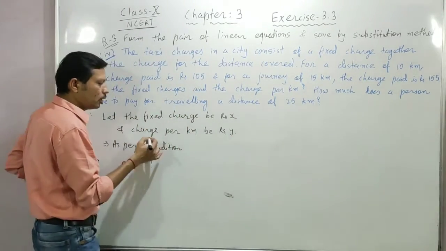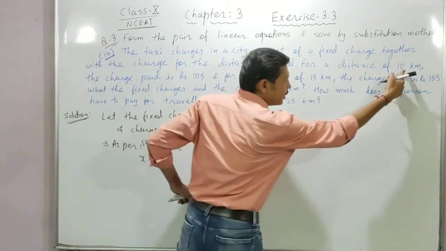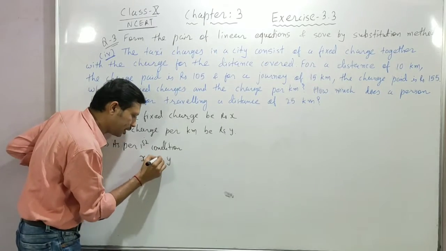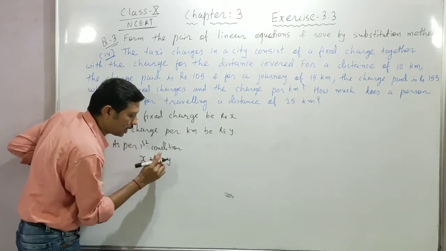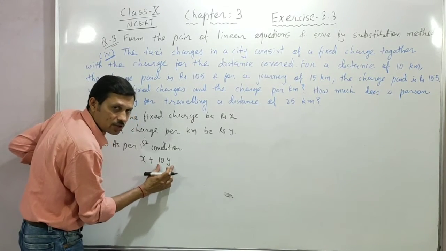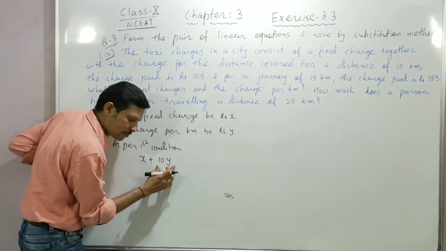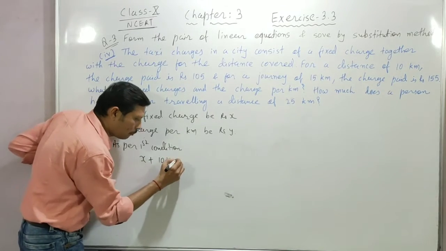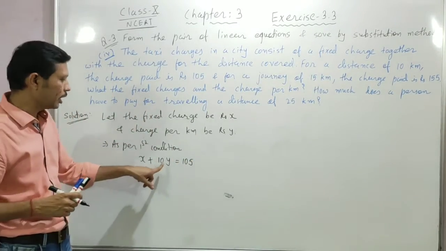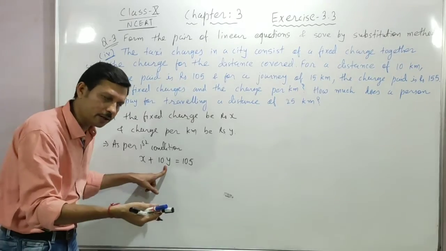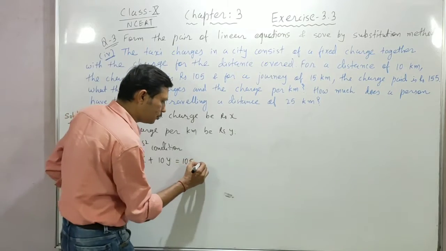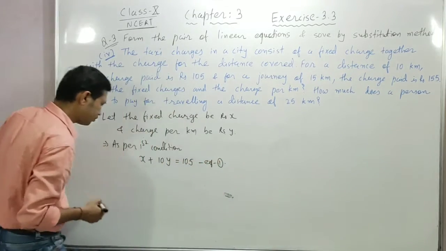Right? So here how many kilometers are there? 10 kilometers. The per kilometer charge is y rupees, and you travel 10 kilometers. So the 10 kilometer charge is 10y rupees, and this one is the fixed charge. Combined, the total bill is 105 rupees. So x plus 10y equals 105. Understood? This one is my equation number 1.